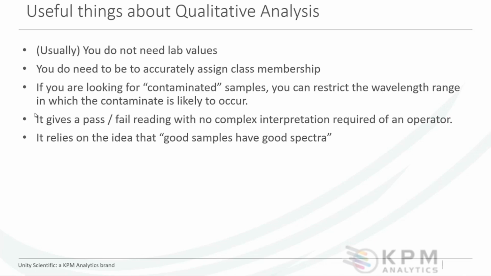Another nice thing is that this gives a pass-fail reading. You can set up UScan to use a qualitative model, do a pass-fail, and right away your operator knows, yes, this sample passed, or no, it failed, and some further investigation is needed. And lastly, it relies on the idea that good samples have good spectra. So the spectra first approach that we are talking about throughout this course.